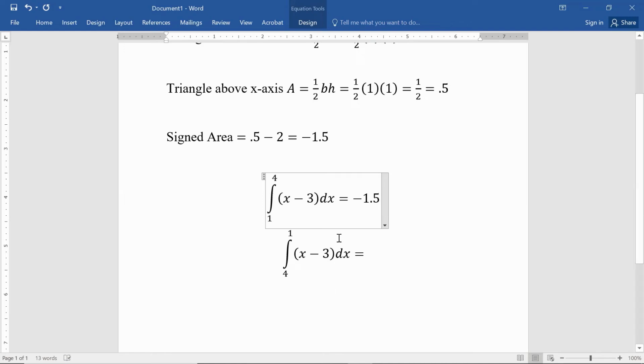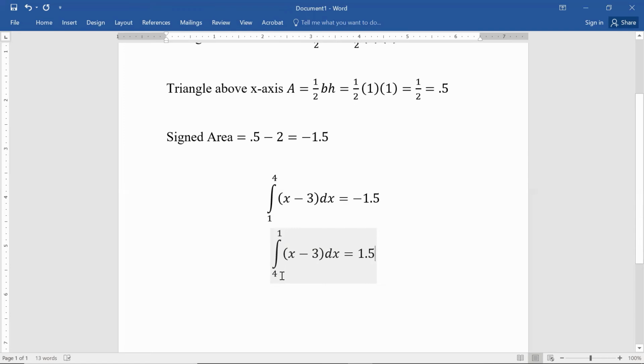If I would have swapped the 1 and the 4, and I've put the 4 on the bottom and the 1 on the top, then all I have to do is negate the signed area. And when I integrate from 4 to 1, I get a positive 1.5. So this is how integrating in the wrong order works, when you start with the higher number and you end with the lower. Generally speaking, we don't do this.